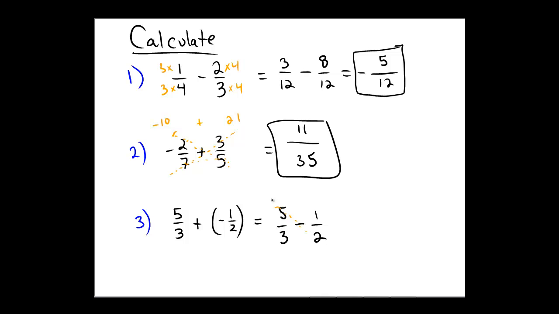5 times 2 is 10. 3 times 1 is 3. It's a subtraction sign this time, so 10 minus 3 is equal to 7. And that's going over 3 times 2, which is 6. So the answer to this problem would just be 7/6.